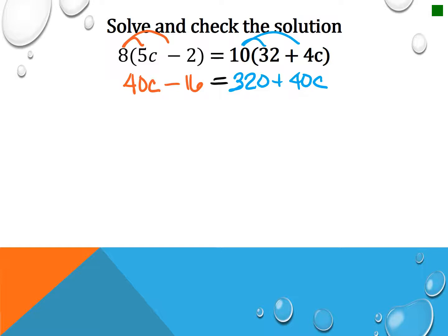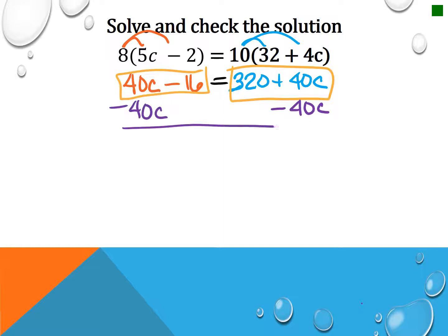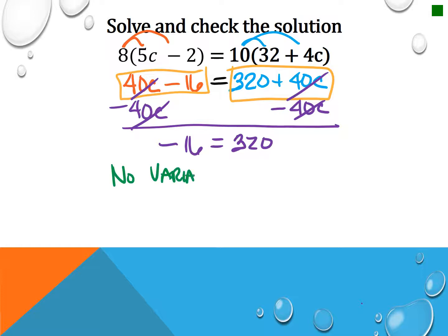So now the left-hand side just has a minus sign and the right-hand side has a plus sign. I'm going to move the 40c from the left to the right. I'm going to subtract 40c. Look what happens. I get negative 16 equals 320. So there is no variable left.